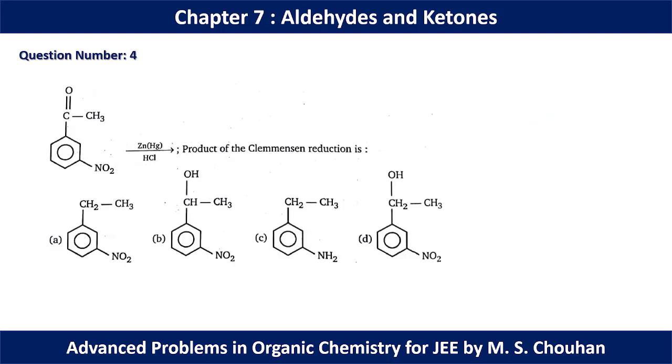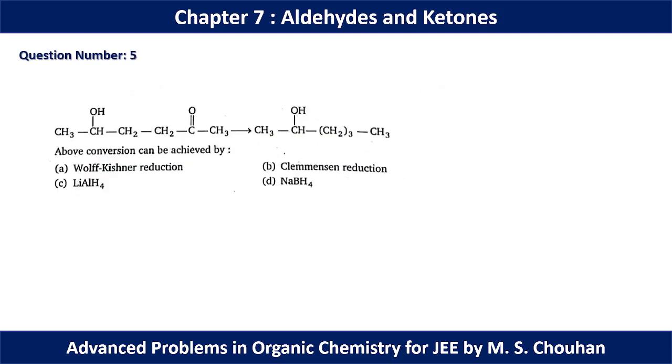In question number 4, zinc amalgam and HCl is used, so C double bond O will be converted to CH2, and as we know, in the presence of zinc amalgam and HCl, NO2 will be converted to NH2. So along with the reduction of C double bond O, this nitro group also will be reduced to NH2, so the final product should be option C.